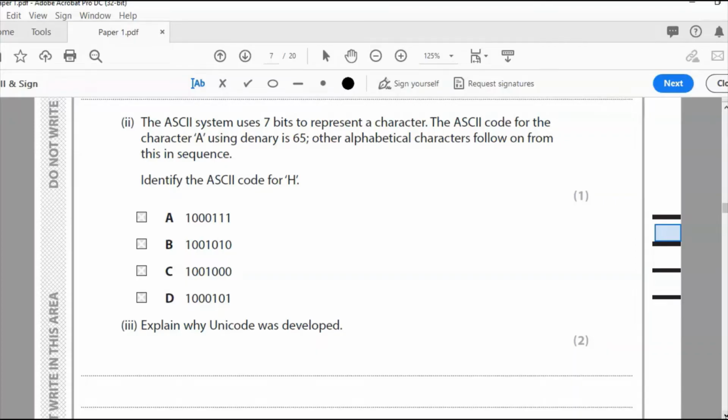The ASCII code for the character A using denary is 65. Other alphabetical characters follow on from the sequence. Identify the code for H. So if A is 65, you just simply have to count them on. So B will be 66, C will be 67, D 68, E 69, F 70, G 71 and H would make that 72. So the answer is C. That is 64 plus 8, that's 72, and the correct answer is C.